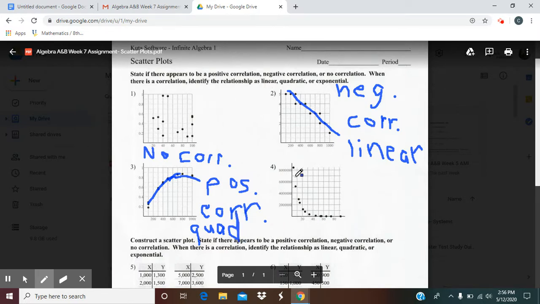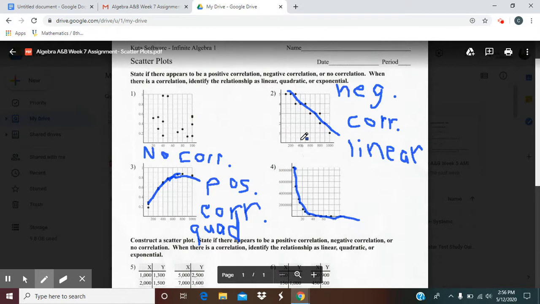Okay, let's take a look at number 4. So this one's interesting. It starts up very, very high, right up here. And then it begins to curve downward, but then it bottoms out and flattens out. So this is how I would describe an exponential relationship, because it changes very drastically and quickly, but then it bottoms out and flattens out. A quadratic does not flatten out for an extended period of time, depending on the equation. So I would say this one is an exponential.